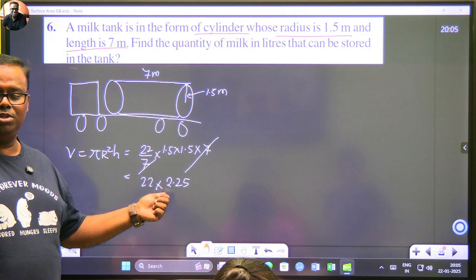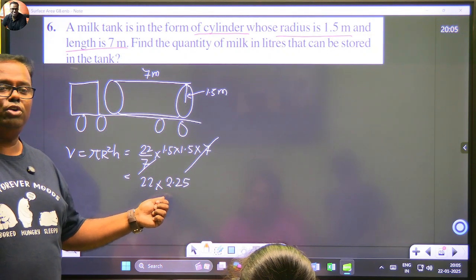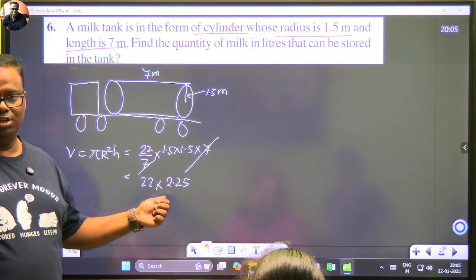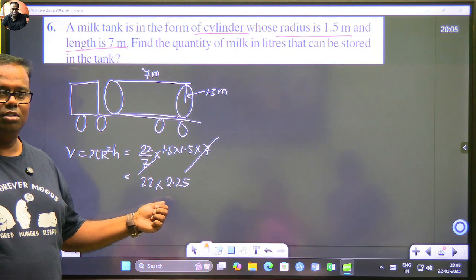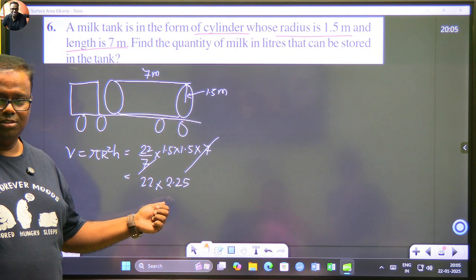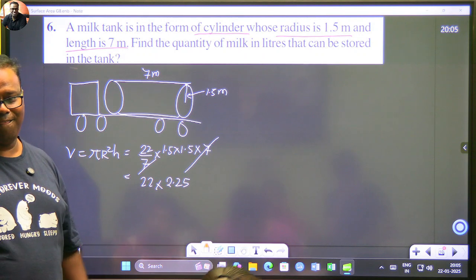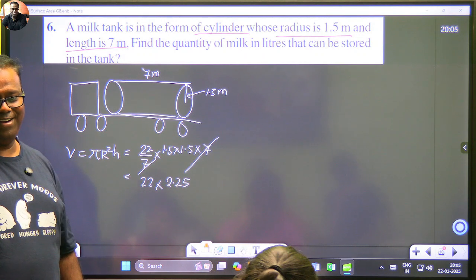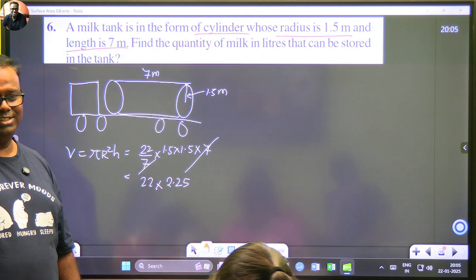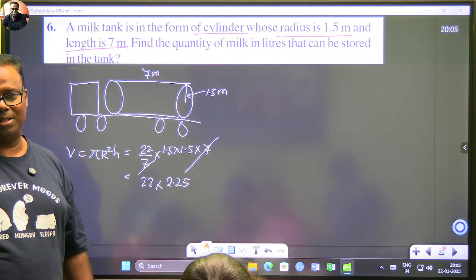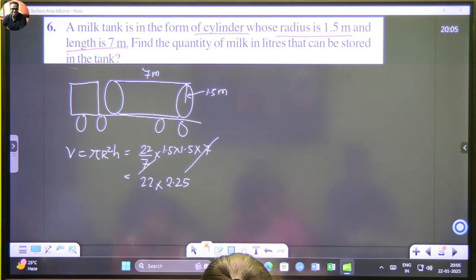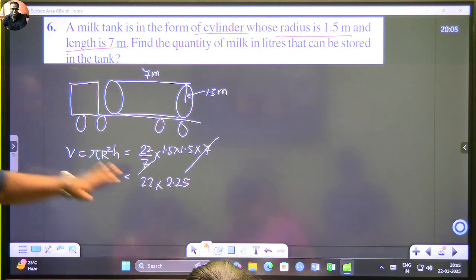अच्छा ये मैं एक फटाफट कैसे कैलकुलेशन करेंगे? 22 into 2 is how much? 44. 0.25 is how much? 1/4. 44's 1/4 is 11. करके देखो वही आएगा. 2.25 is how much? 2 and 1/4. Okay. So have you understood this?